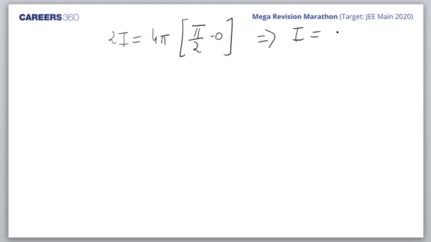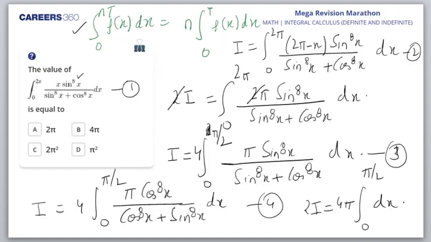So what do I get? I get 2I is equal to 4 pi is already there, and I get pi by 2 minus 0. So finally what do I get? I get I as pi square. Okay, is this the right answer? Let me check what the answer is. Meenakshi, D is the answer? Yeah, D is the answer. So D is the right answer.